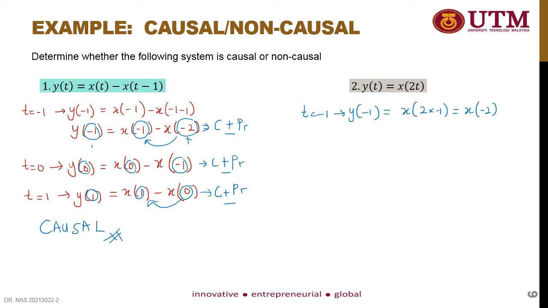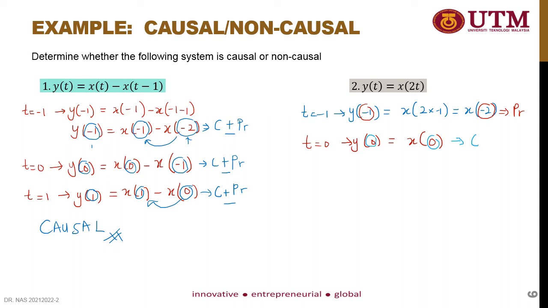Then compare the states. The current state is -1, but here you have -2. So this is the previous state. Okay. Next, try with t equal to 0. So you get y(0) equal to x(0). So you have current state 0 and 0. In this case, you have only current state.